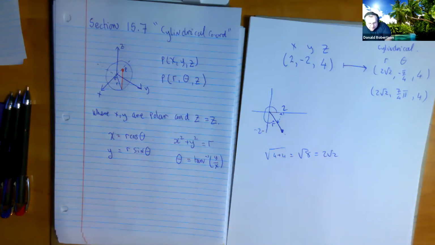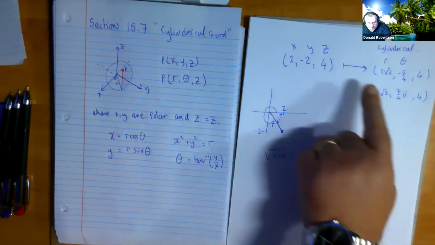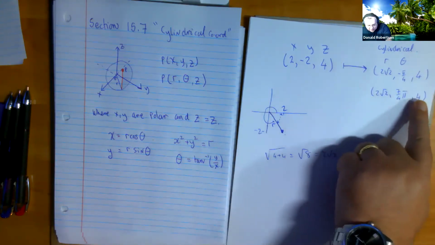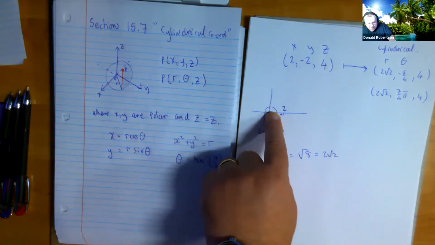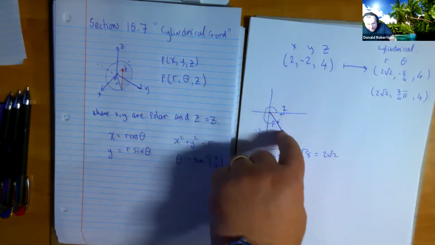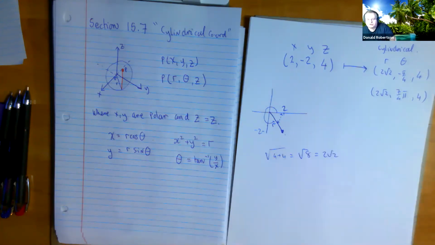So converting from Cartesian to cylindrical is just a matter of leaving the Z coordinate alone and using the X and Y coordinates to figure out what the angle and the value of R is. And the value of R goes here and the angle in radians goes there, and you are finished.